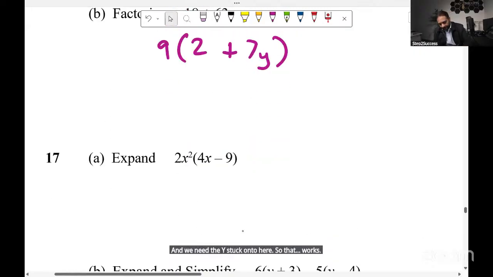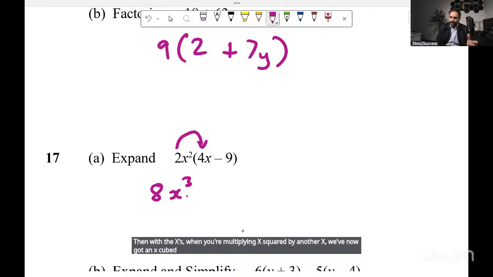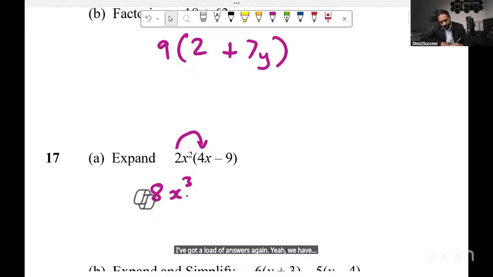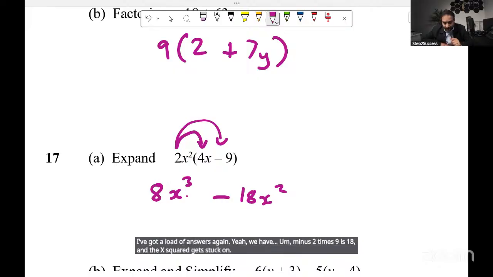Expand. So 2 times 4 is 8. Then with the x's, when you're multiplying x squared by another x, we've now got an x cubed, because there's 3 of them, effectively. We've got a load of answers again. Minus 2 times 9 is 18, and the x squared gets stuck on. 8x cubed minus 18. Very good.